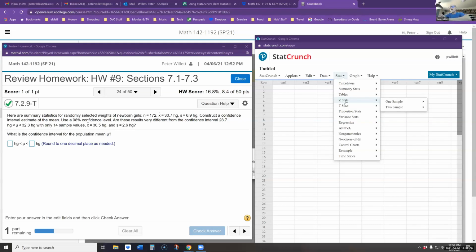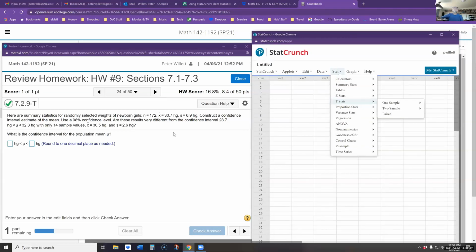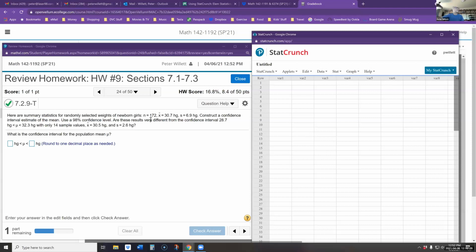And if you don't have any way to know the standard deviation of the population, then you do a T stat instead. So to choose between those two, we'd want to look at this problem and see if they tell us the standard deviation of the population. It gave us the summary statistics for our sample, how many were in the sample, what the mean was from the sample. This is the standard deviation of the sample, but they don't say the standard deviation of the population.